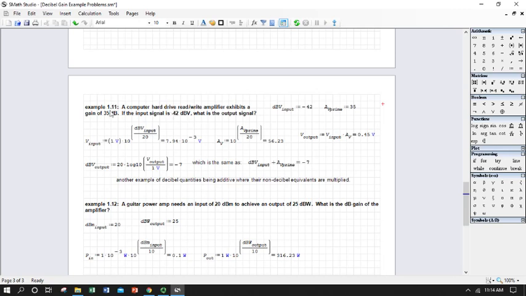So negative 42 plus 35 is negative 7. So I got the same number both ways. So you can see how much easier this one was. So here's an advantage of using decibel expressions.